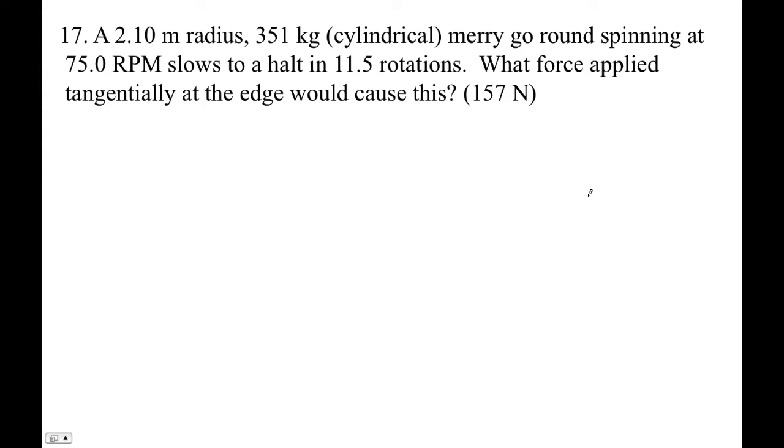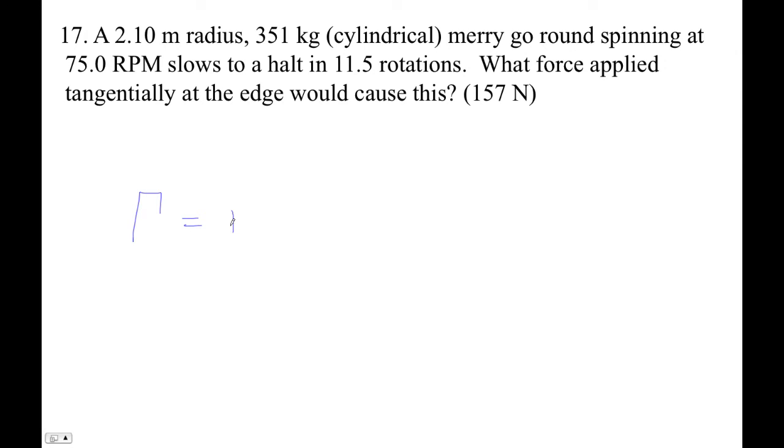A 2.10 meter radius, 351 kilogram cylinder. They're all cylinders. Spinning at 75 RPM, it slows to a halt in 11.5 rotations. So clearly we can find an angular acceleration from that. And then we want to know what force applied tangentially at the edge would cause this. Okay, so here we go.